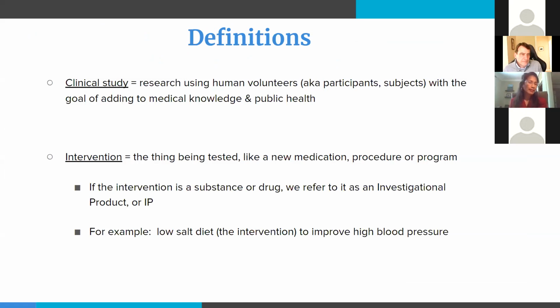Okay, so what's a clinical study? Just to quickly go through some definitions, this is research where we use human volunteers, which we also call participants or subjects, and the goal is to add to our medical knowledge and to improve public health. The intervention in a clinical trial is the thing that's being tested. This is usually a new medication, but it can also be a procedure or program. If the intervention is a substance or drug, we call it an investigational product. But if it's a program like a low salt diet as the intervention to improve high blood pressure, that's another intervention we're trying to implement to improve things. Next slide, please.